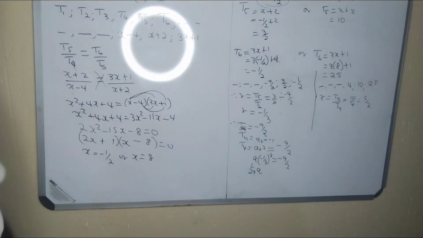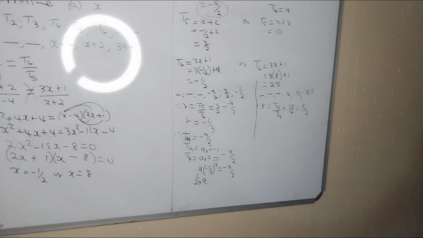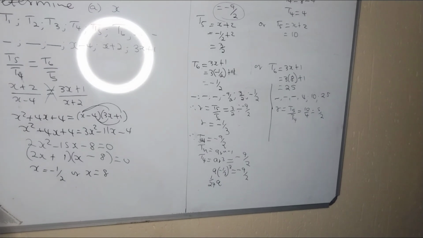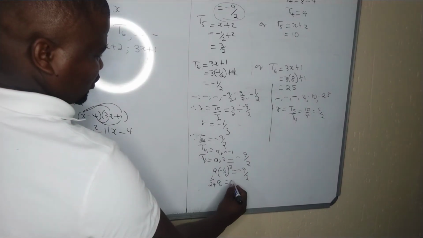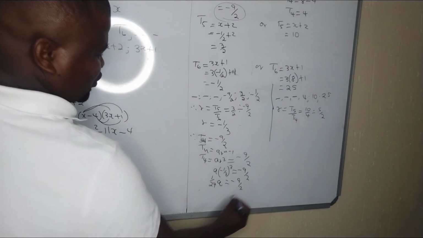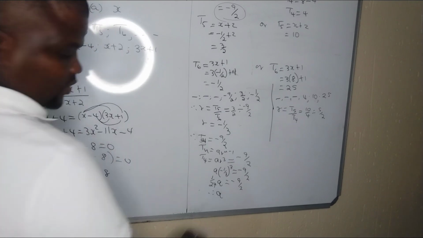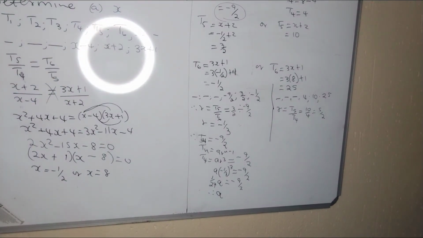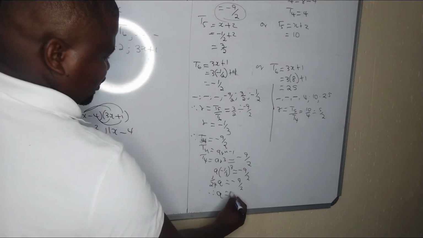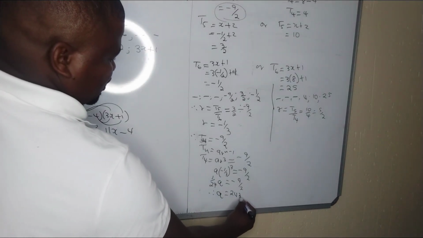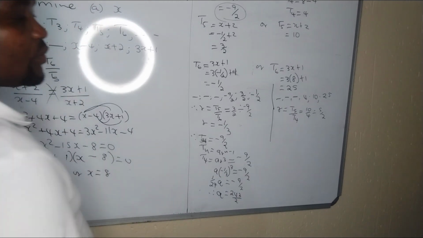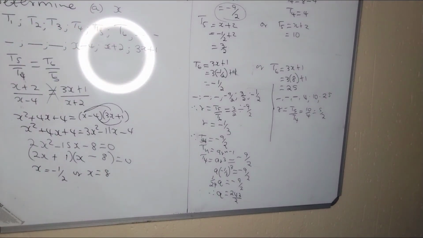Let me do this. 1 over 27A equals to negative 9 over 2. So therefore the value of A, let's divide. Take your calculator and divide by 1 over 27. You will see that the answer, the value of A is going to be 243 over 2. So that is term number 1.